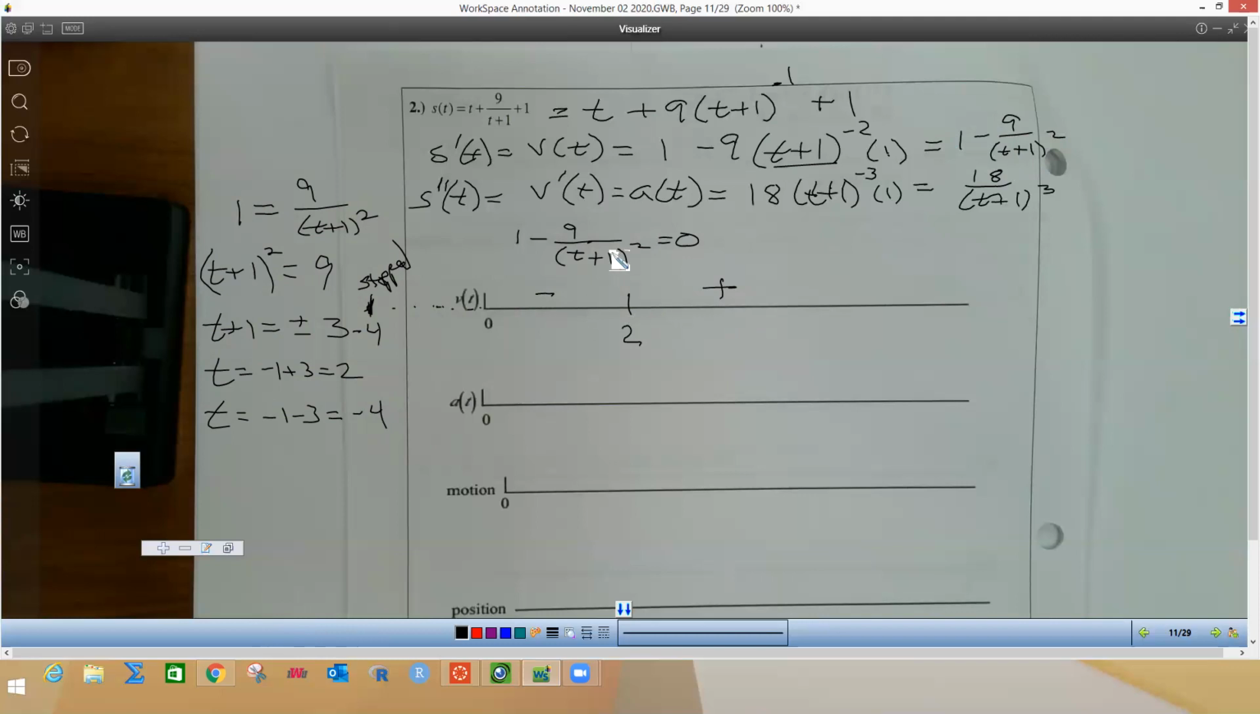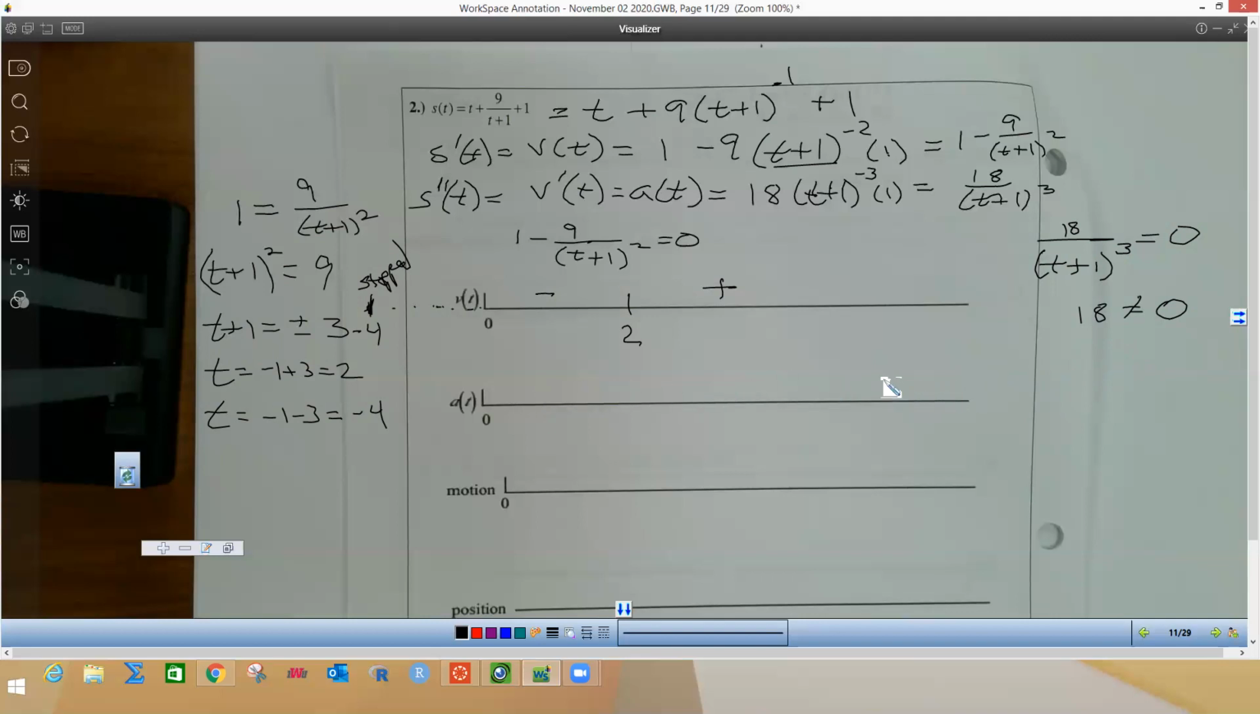Now I want to do acceleration equal to 0. So I'm going to come and take this thing, and I'm going to solve this, set it equal to 0. And I multiply this cube over to the other side, and I get 18 equals 0. Is that true? No. So what that means is the acceleration does not change. In other words, there's no time the acceleration is 0. No time. So that means the acceleration is going to be the same everywhere.